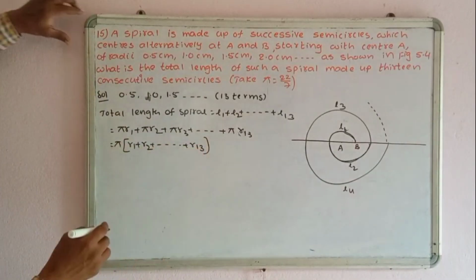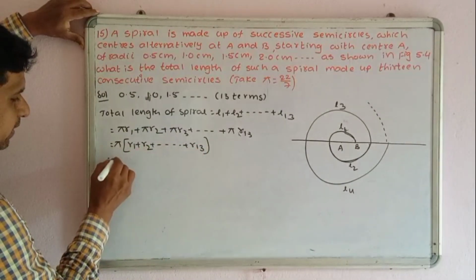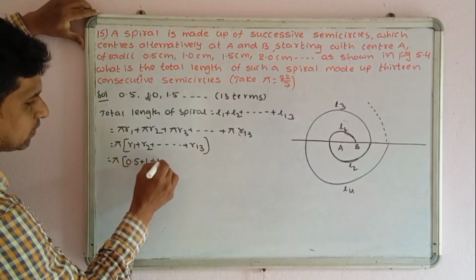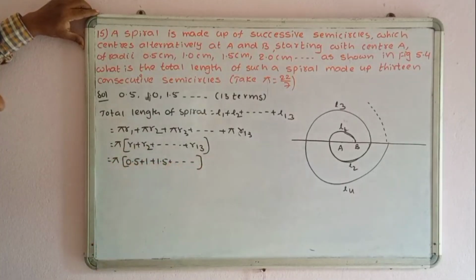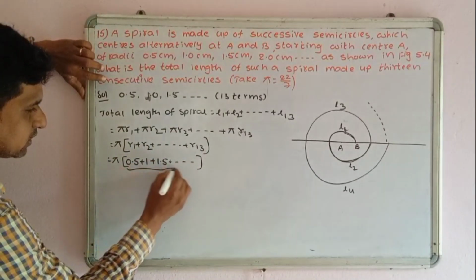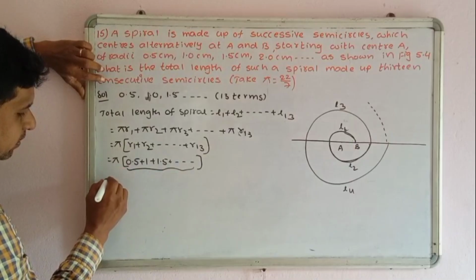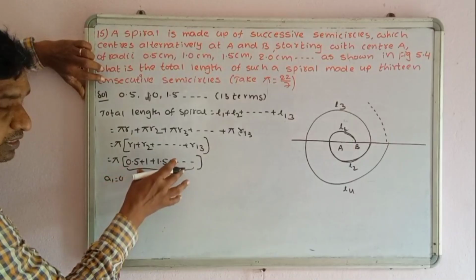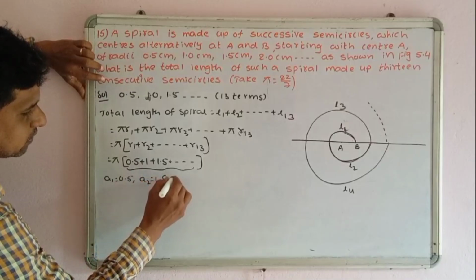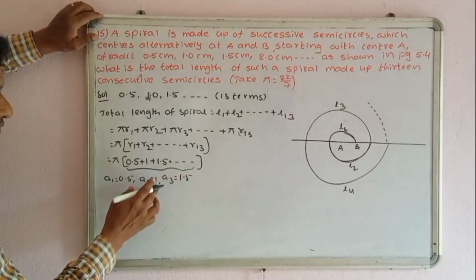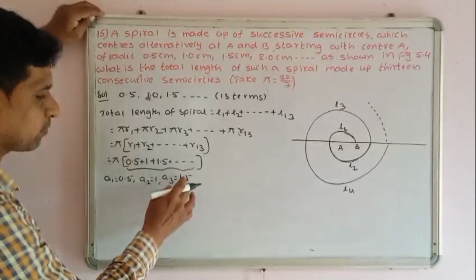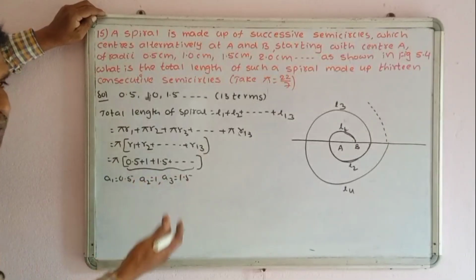Now pi times r1 value 0.5 plus 1 plus 1.5 and so on. Leave it, and find this sum. Here a1 equals 0.5, a2 equals 1, a3 equals 1.5. See the difference: a2 minus a1, 1 minus 0.5, is 0.5. 1.5 minus 1 is 0.5. So the common difference is the same.